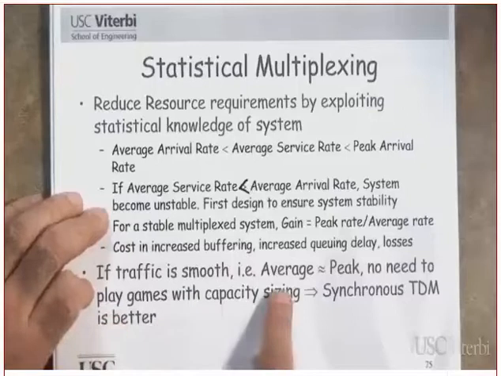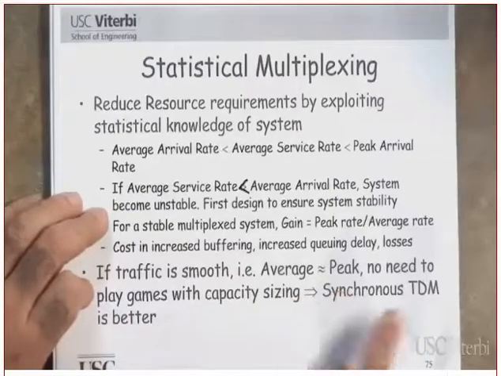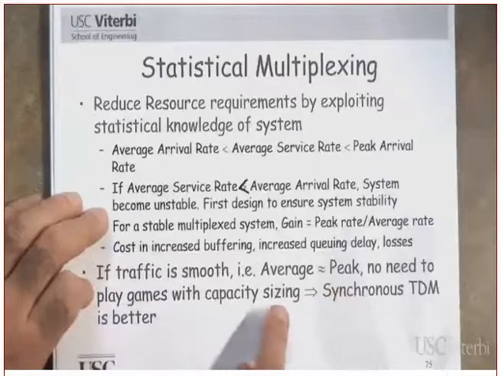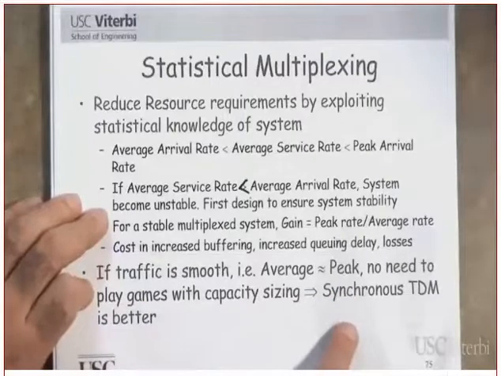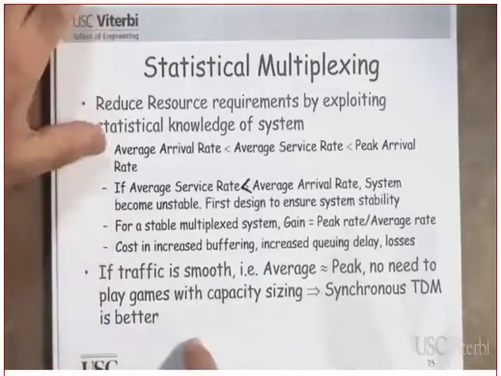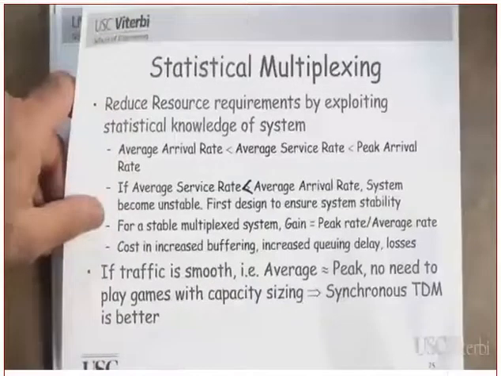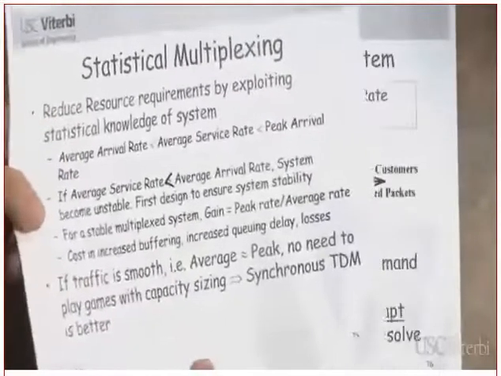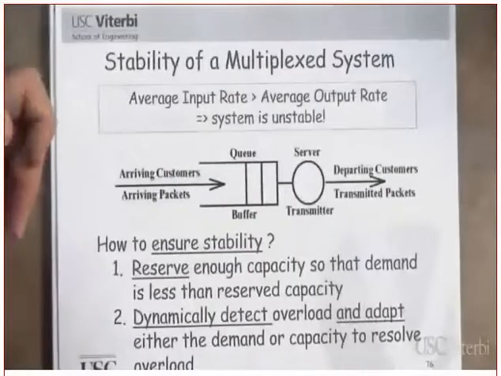If the traffic is smooth, i.e. the average rate is approximately equal to the peak rate, no need to play games with the capacity sizing. Synchronous TDM is better. Clear? Synchronous TDM is better if the average is the same as the peak, which means the time slots that are going to be lost is minimal.